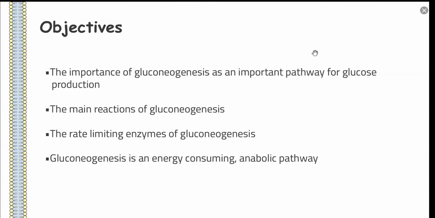So now, let's look at the objectives that we want to achieve in this video. Number one, we want to understand the importance of gluconeogenesis as an important pathway for glucose production, the main reactions of gluconeogenesis, the rate-limiting enzymes of gluconeogenesis, and then gluconeogenesis as an energy-consuming, that is, anabolic pathway.